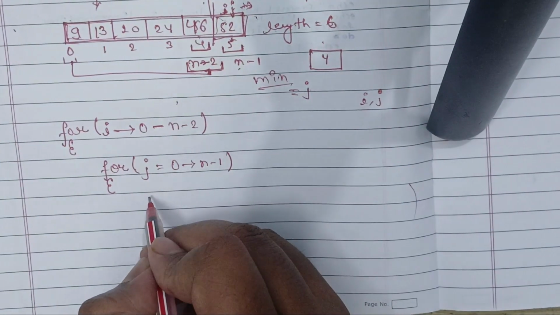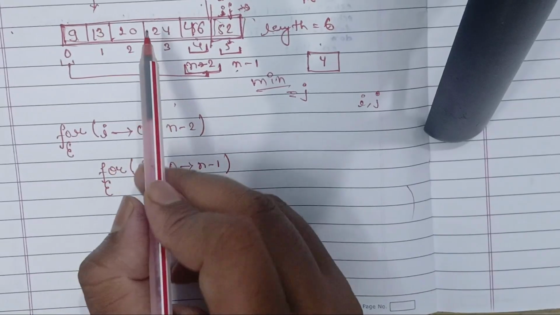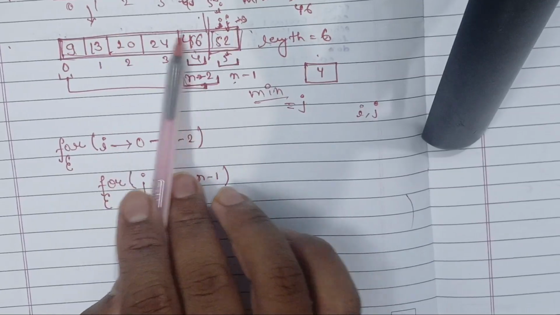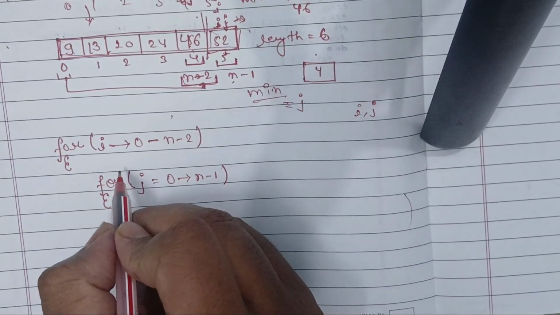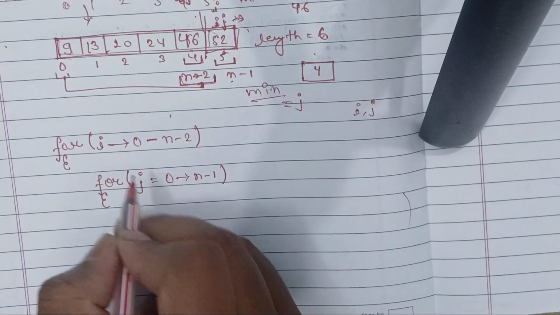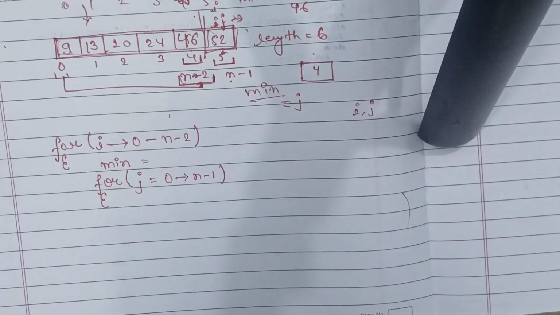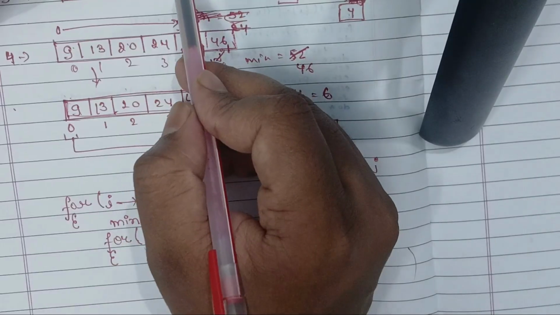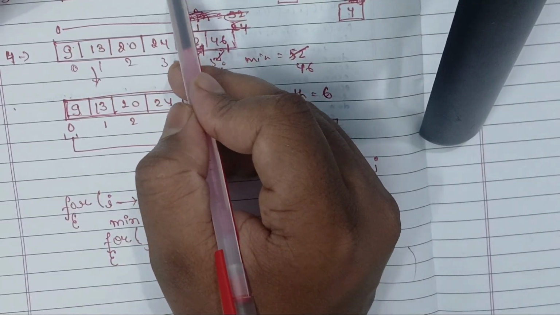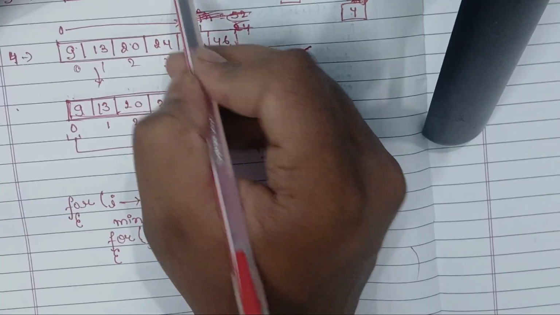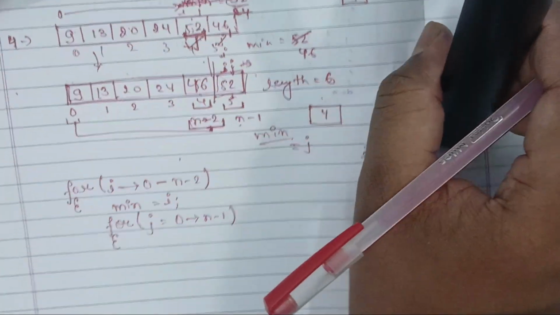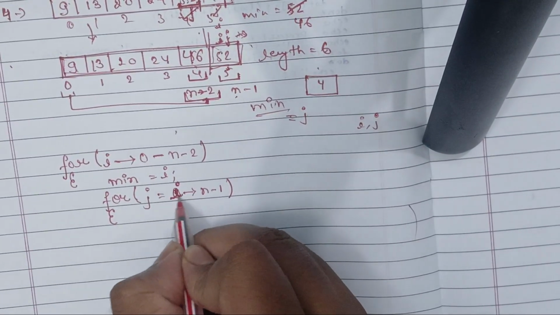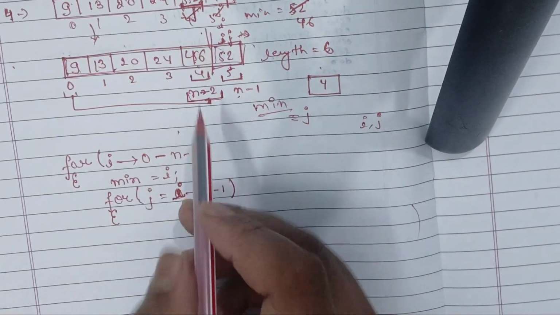Because min was consistent and holding its value while the entire j was moving, we need to declare it before the j loop traverses. Initially min would be the same ith element, because remember when we were traversing, the ith and jth elements were initially the same. So initially we take the minimum as i, and now j goes, instead of 0, from i to n minus 1.